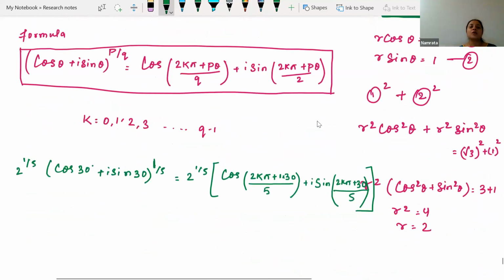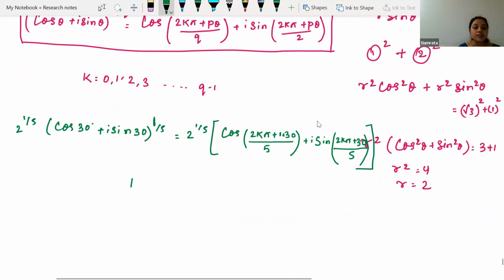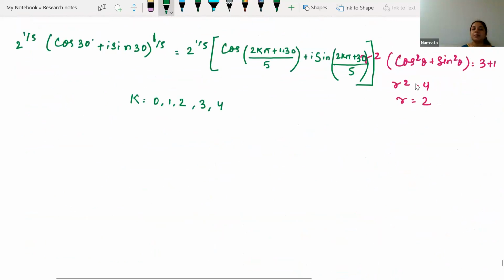Now the k value we need to take from 0, 1, 2, 3 till q minus 1. What is our q? Our q is 5. So 5 minus 1 means 4. So k value will be 0, 1, 2, 3, 4. Now one by one we will be putting the k value and we will be finding multiple answers.